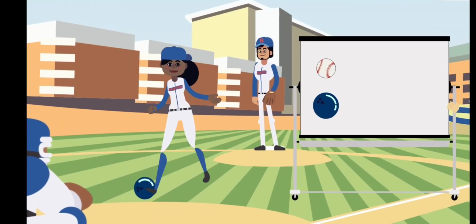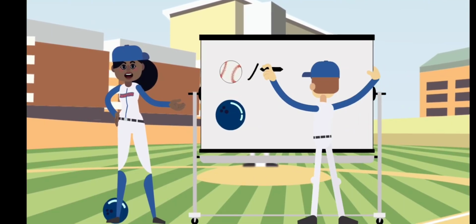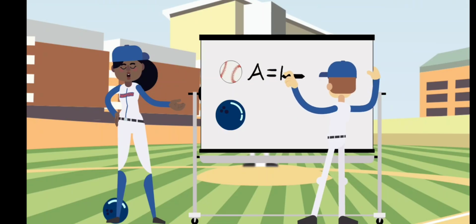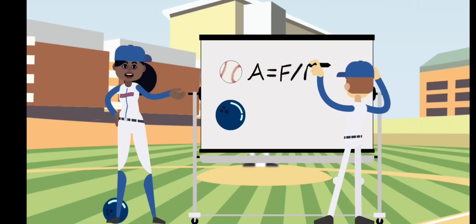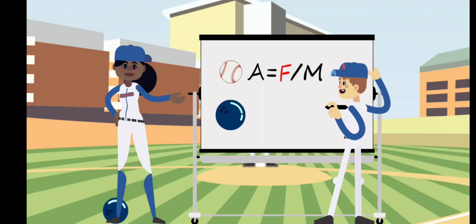Let's write it out. That awesome acceleration you achieved with the baseball, you got that acceleration by throwing the baseball with your net force. If that's a math equation, you're actually dividing the net force you put on the ball by the mass of the ball itself.